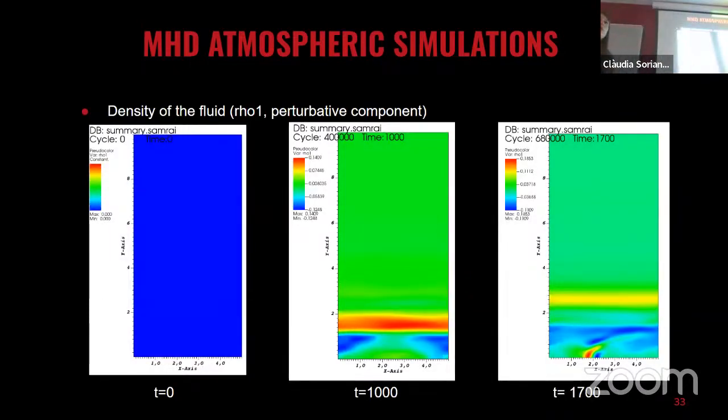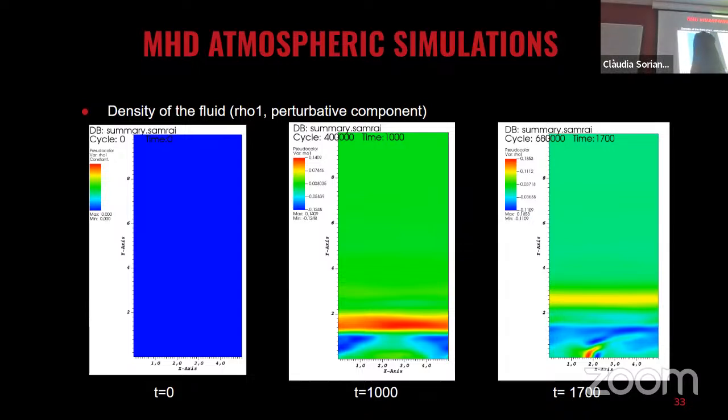We are still working on this simulation, so we don't have final results. But here you can observe one of the components we are interested in, which is the density of the fluid. One of the things we wanted to check is whether perturbations are created when this fluid moves around. At the beginning, the perturbative component is constant, so we don't have any. And then we can see that as time passes, there is a change.